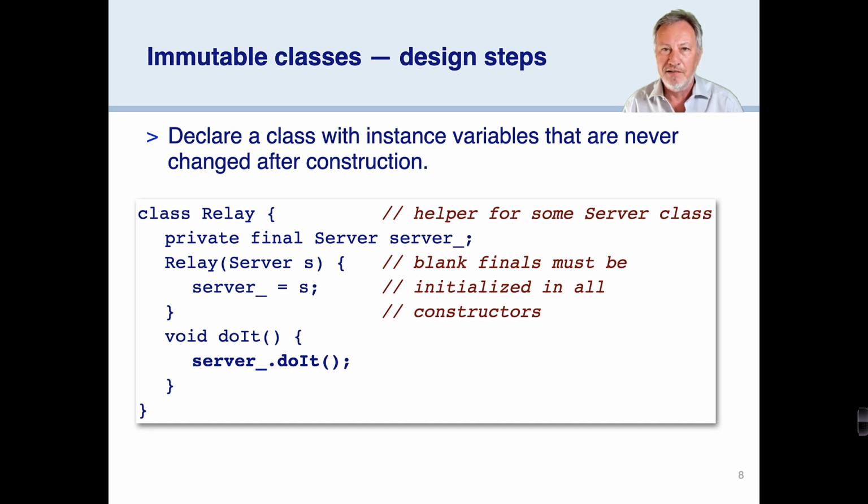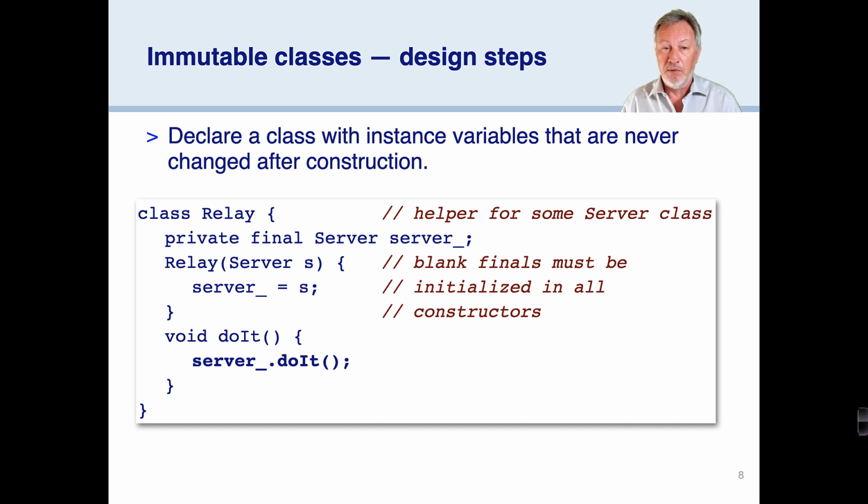Here's a trivial example of such a facade. It's not much of a facade, it only has one operation, but it has one instance variable called server underscore, and it points to another object. Once it's created, the server variable never changes. As a consequence, the relay object itself is immutable. The server object might be mutable, but that doesn't concern us.